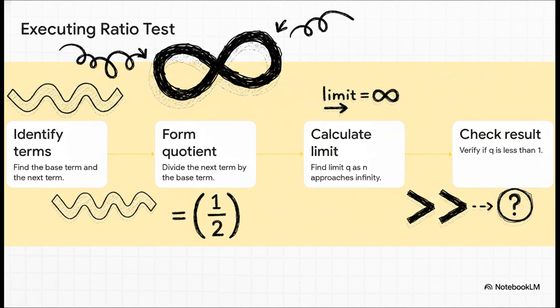Step 1, write down the base term a_n, and then carefully write out the next term a_(n+1) by replacing every single n with an n+1. Step 2, form your massive fraction, the absolute quotient. Step 3, flex those algebra skills to simplify and calculate the limit as n approaches infinity. And Step 4, state your final conclusion based on whether the result is less than or greater than 1.